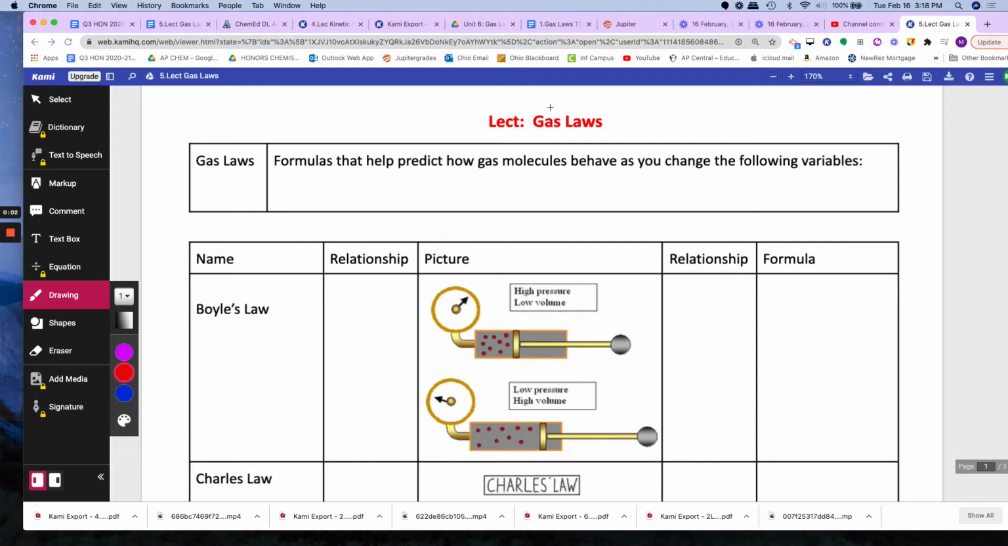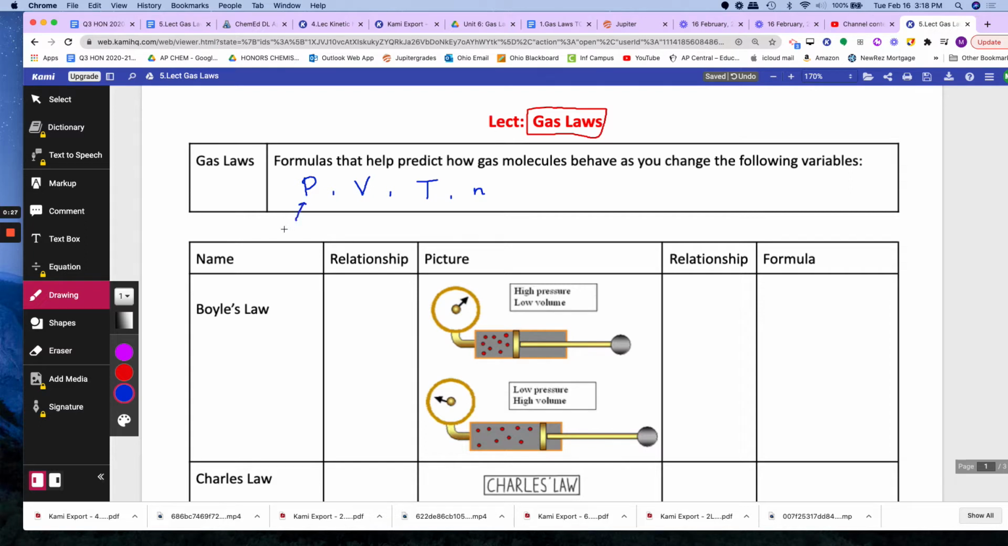Let us talk about some gas laws. So gas laws are formulas that help us predict how gas molecules behave if you change the following variables. Let's say you wanted to change the pressure. What would happen to the volume? Let's say you wanted to change the volume, or the temperature, or the number of moles.